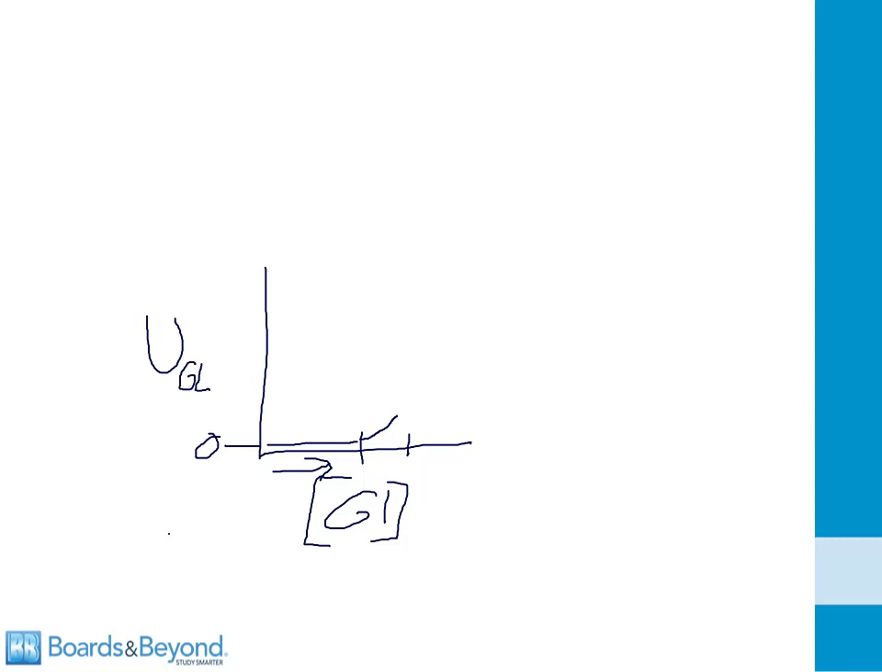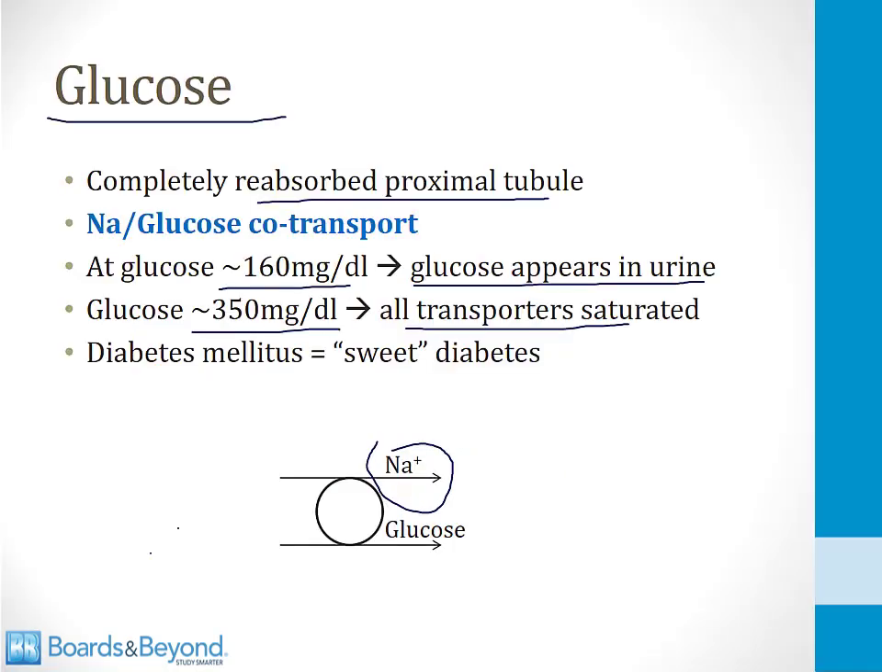Once we hit about 300 milligrams per deciliter, we would then see that this would become a straight line at a 45-degree angle. And the reason for this is because at this point, every reabsorbing transporter in the nephrons is saturated, and anytime the serum concentration goes up any further, it just increases the amount that's being excreted in the urine. And you may know that diabetes mellitus gets its name because the urine in this condition is sweet. Hundreds of years ago, people tasted it, and the reason it's sweet is because of the glucose.